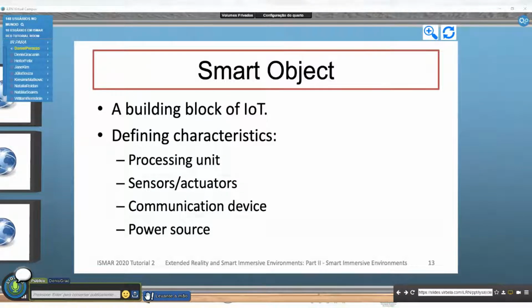And some of the defining characteristics of that smart object include what is the processing unit, what is computational power, what is the portfolio or assortment of sensors and actuators attached to or belonging to that object. Communication device, in other words, what kind of bandwidth or protocol is being used. And finally, power source and power consumption, because that can also impact how we use that smart object.